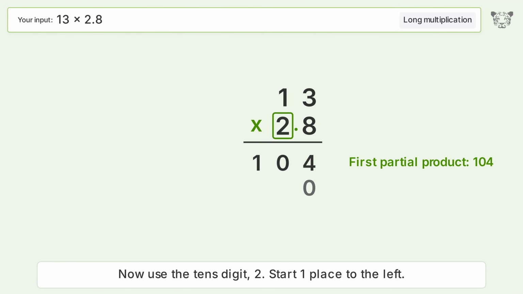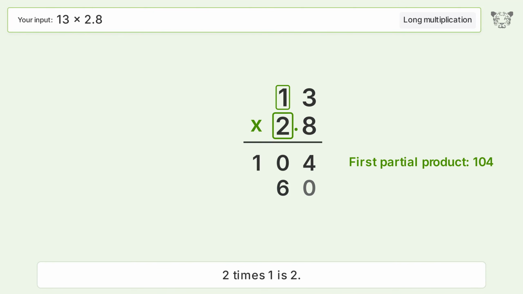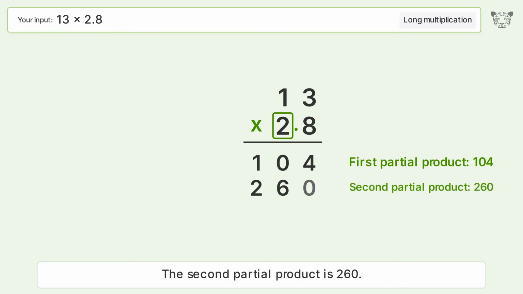Now use the tens digit, 2. Start one place to the left. 2 times 3 is 6. 2 times 1 is 2. The second partial product is 260.